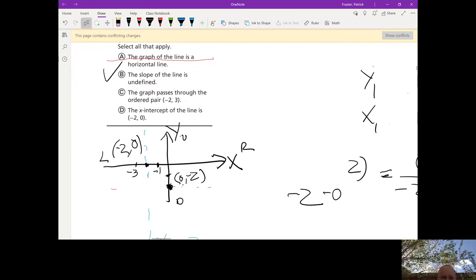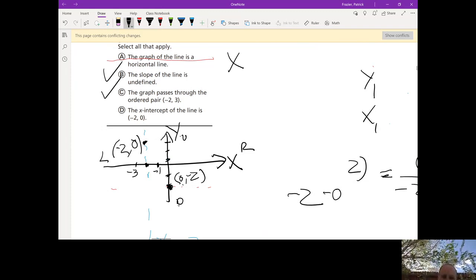Anyway, moving on to C: the graph passes through the ordered pair (-2, 3). So let's say this was 1, this is 2, this is 3 maybe. Well, yeah, we could have a point where x equals -2 and y equals 3. As long as x equals -2, we can have anything for y, so that works. And then D: the x-intercept of the line is (-2, 0).